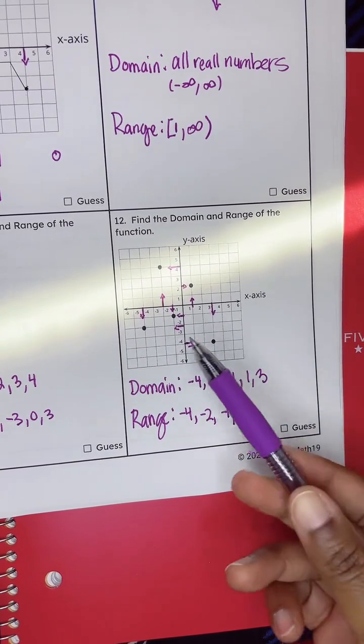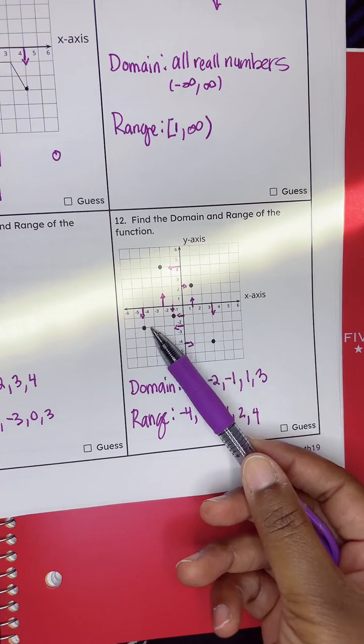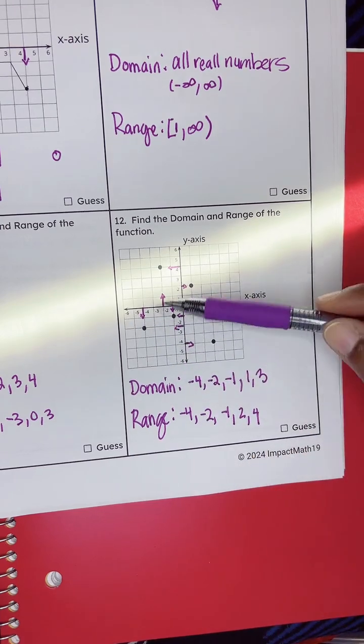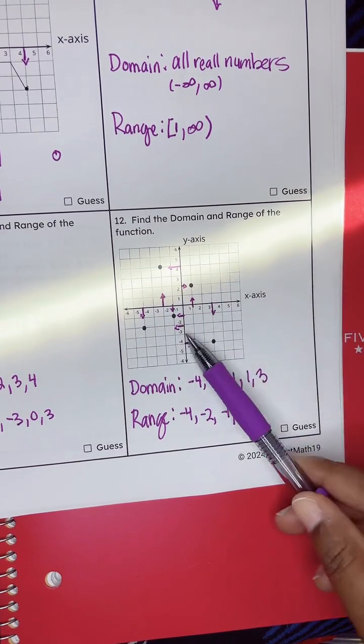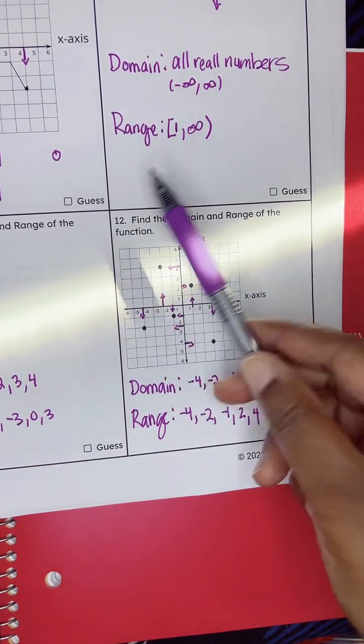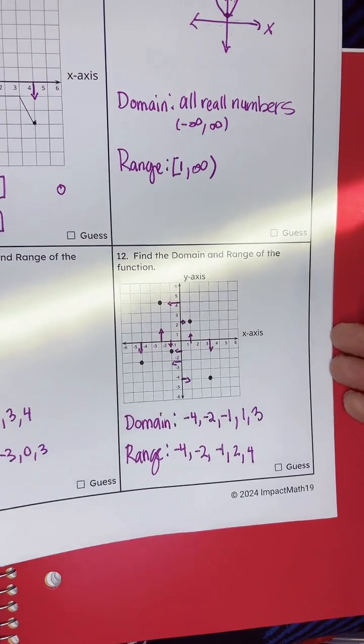So you see how the arrows look different when you're looking from the range versus when you're looking from the domain. See how the domain goes up or down versus range goes left and right. Okay. All right, beautiful.